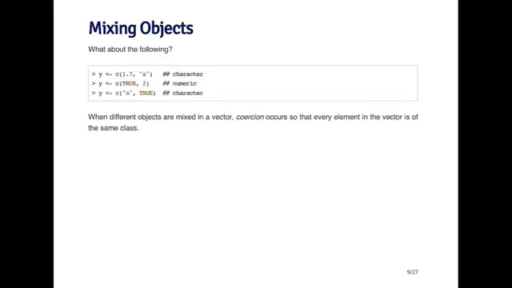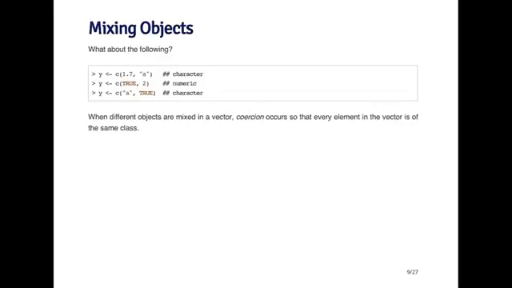In the second example here, I'm concatenating TRUE, which is a logical, and 2, which is a numeric. So what's going to happen here is that you're going to get a numeric vector, and the TRUE is going to be converted into a number. How does that happen? By the convention in R, TRUE is represented as the number 1, and FALSE is represented as the number 0. And so what you're going to get here is the vector 1, 2.